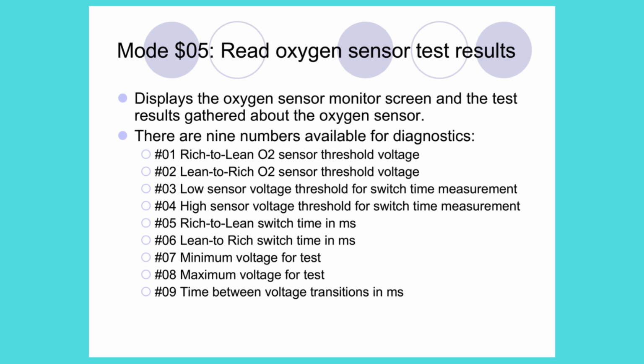Mode 5. Read oxygen sensor test results. This displays the oxygen sensor monitor screen and the test results gathered about the oxygen sensor. The oxygen sensor is a very complex item, and there are 9 numbers available for diagnostics.